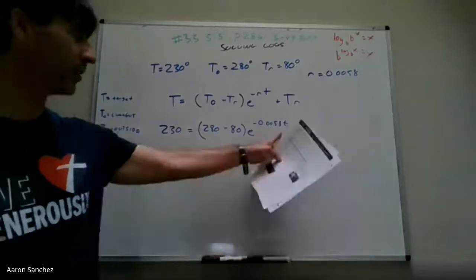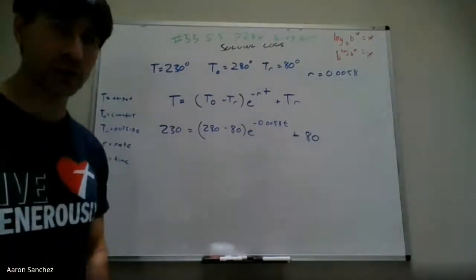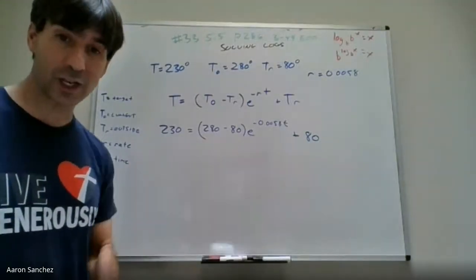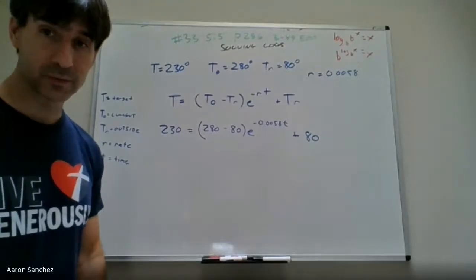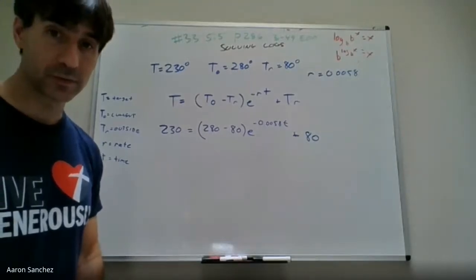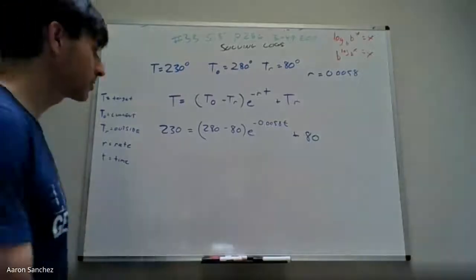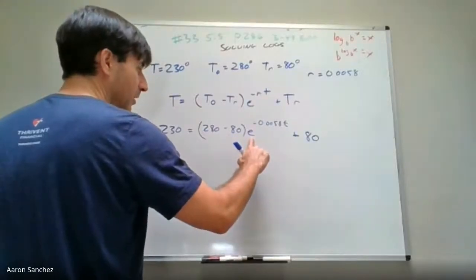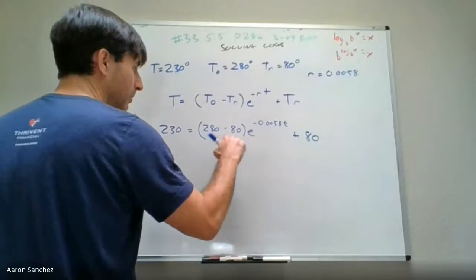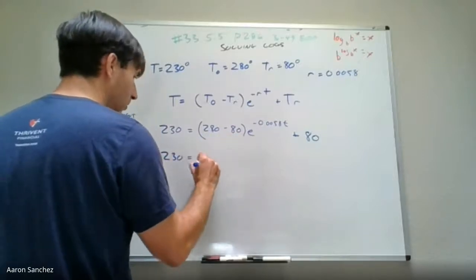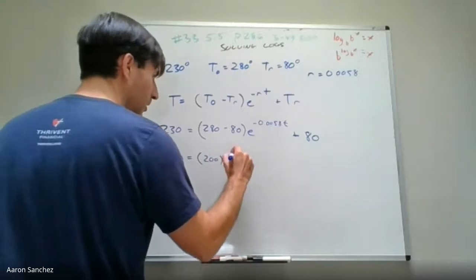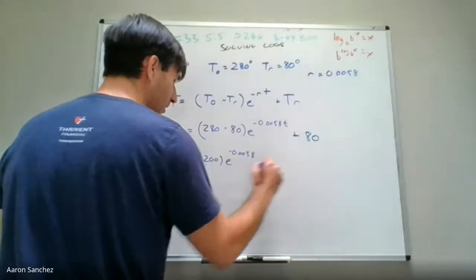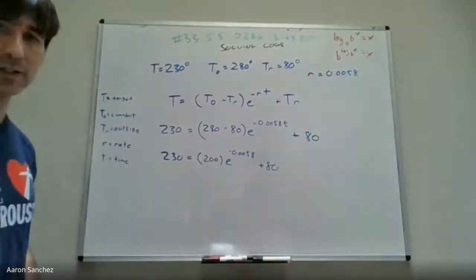Now, of course, our variable is in the exponent. So we know we're going to use logarithms. I also see an e. Which special logarithm are we going to use when I have an e? Natural log. Natural log. So let's solve. Look at all this stuff right here. I want to get e by itself. Okay? So let's do 280 minus 80. 230 equals 200 e to the negative 0.0058t plus 80. Okay. What's the next thing I need to do to get e by itself?